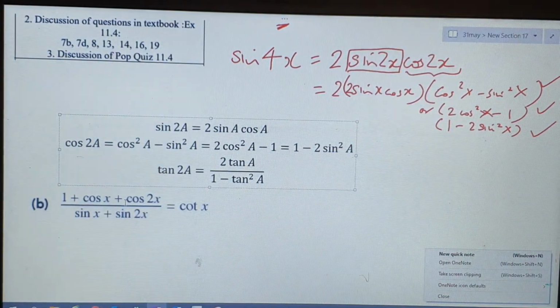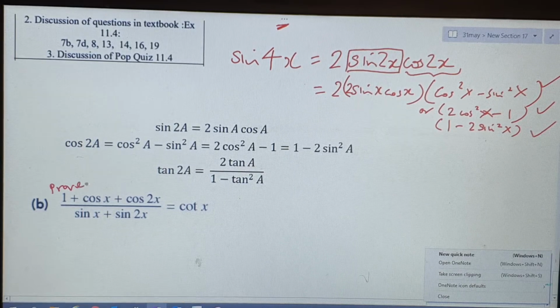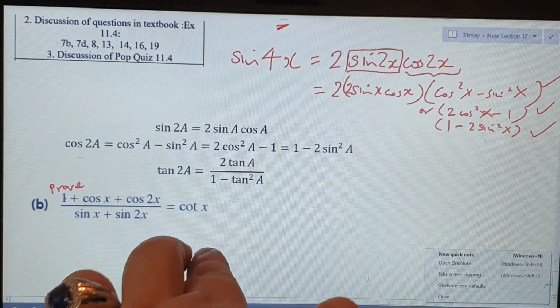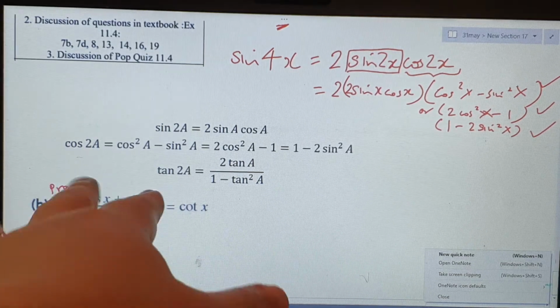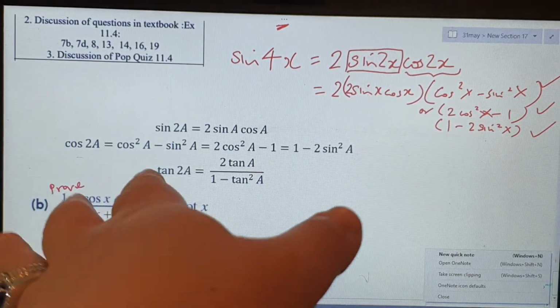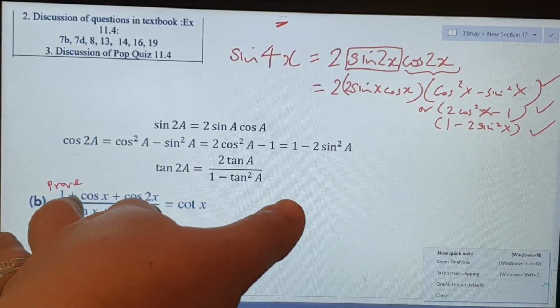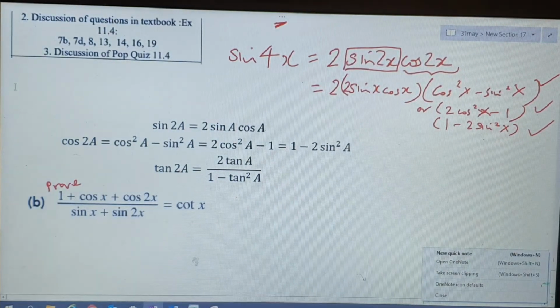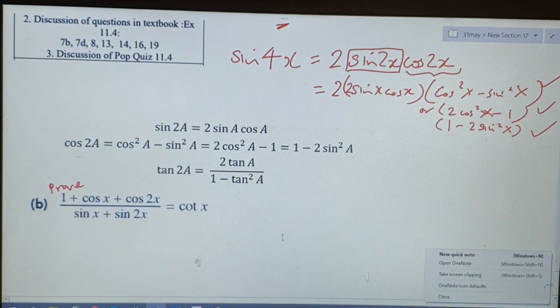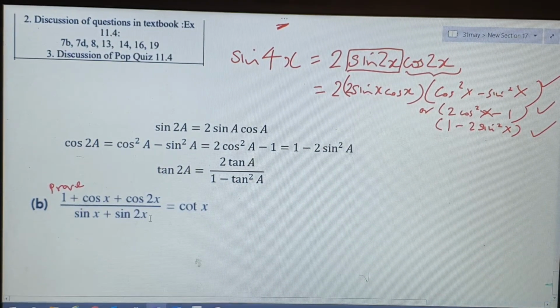Now, this is a proving question. Let me write it down here. They want you to prove that the left hand side is equal to the right hand side. Remember, I always say try to work with the more complicated side. In this particular question, the left hand side happens to be the more complicated. Normally in O level, the proof is left to right. They won't really make things difficult for you. Now, how do I start?